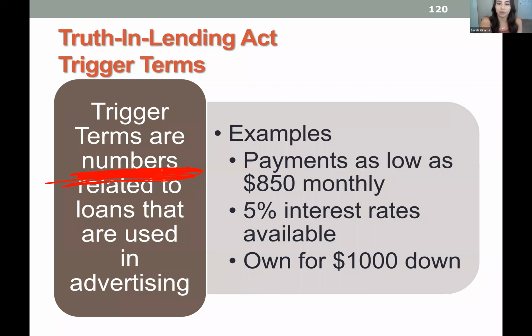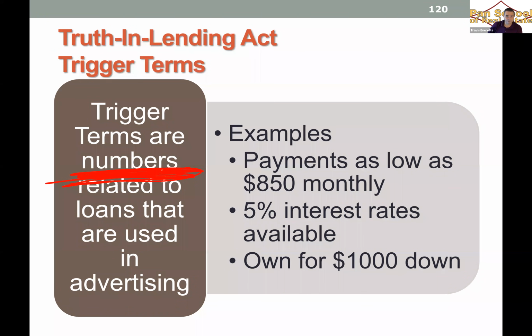Zero money down would be a trigger term. Or just zero down. Yeah, because it has a number. So any number that could be remotely related to financing is a trigger term and triggers those disclosures.